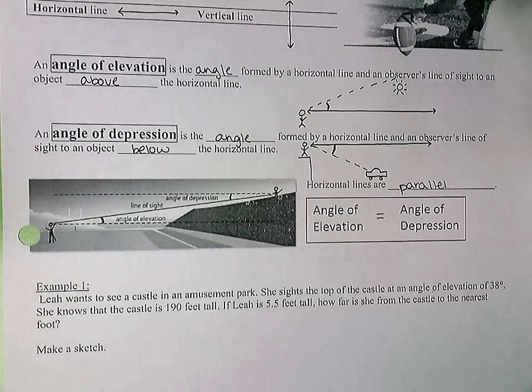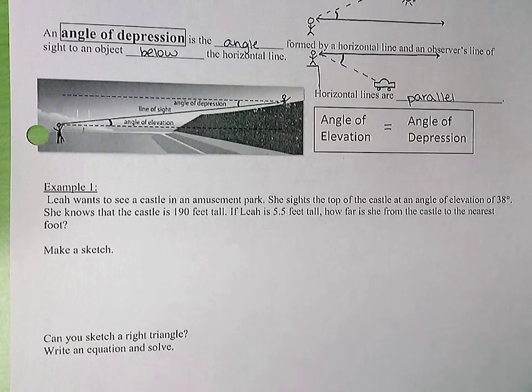Okay, so example 1. Leah wants to see a castle in an amusement park. She sights the top of the castle at an angle of elevation of 38 degrees. She knows that the castle is 190 feet tall. If Leah is 5.5 feet tall, how far is she from the castle to the nearest foot?